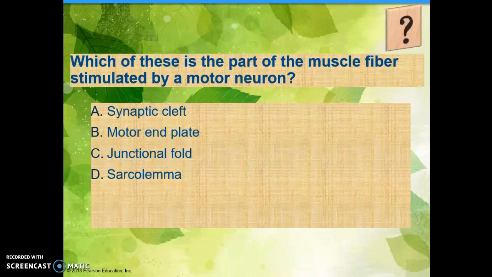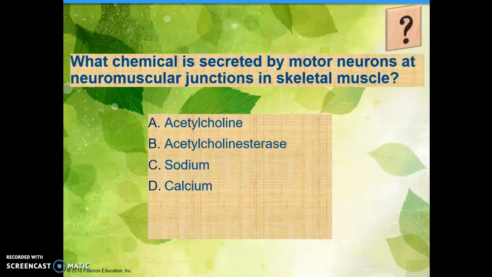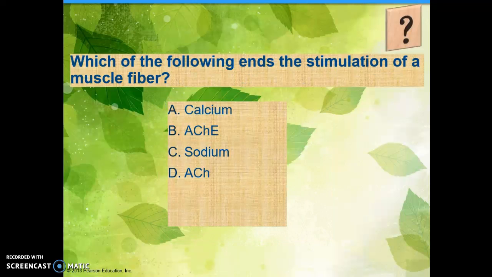Which of these is the part of the muscle fiber stimulated by the motor neuron? Motor end plate. What chemical is secreted by motor neurons at the neuromuscular junctions in skeletal muscles? Acetylcholine. Which of the following ends the stimulation of a muscle fiber? AChE represents acetylcholinesterase, which is an enzyme that breaks down the acetylcholine.